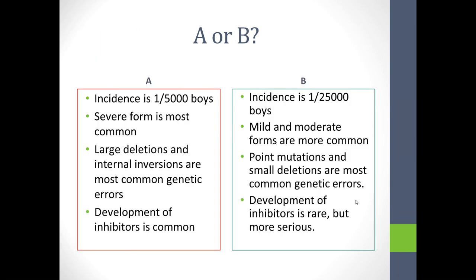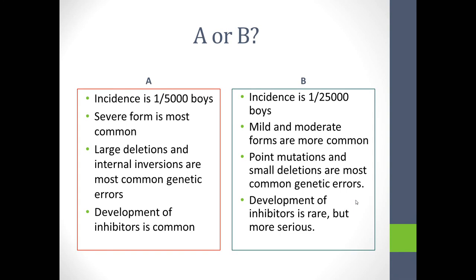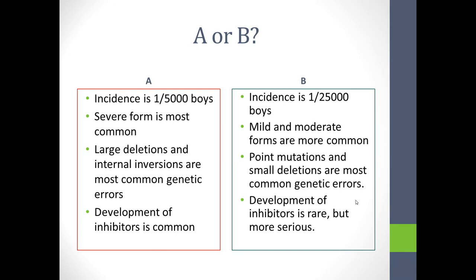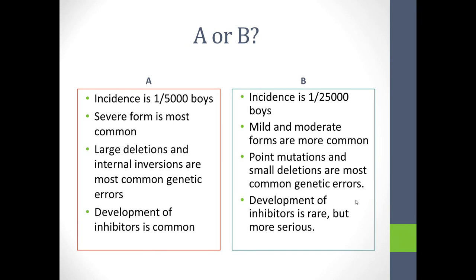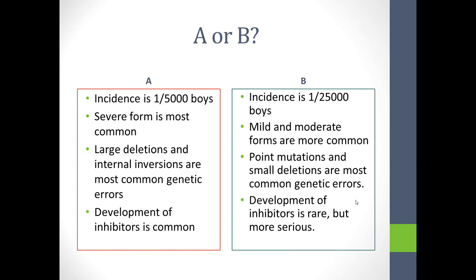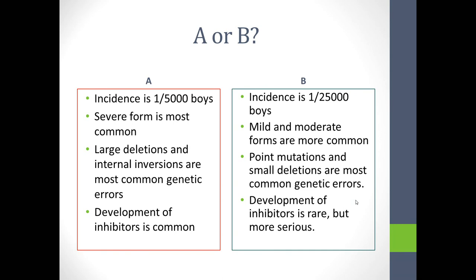Okay, hemophilia A and hemophilia B. As we mentioned, A is much more common than B, incidence about 1 in 5,000. Severe is the most common form of A, and large deletions and internal inversions are the most common genetic anomaly. Point mutations are seen, but they're less common. And development of inhibitors is common.